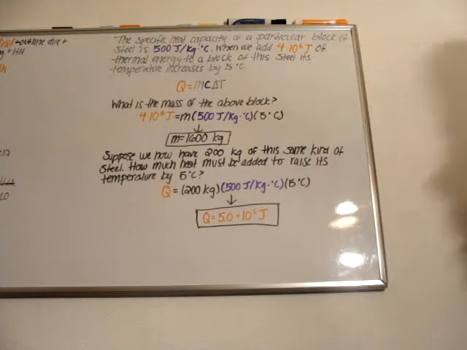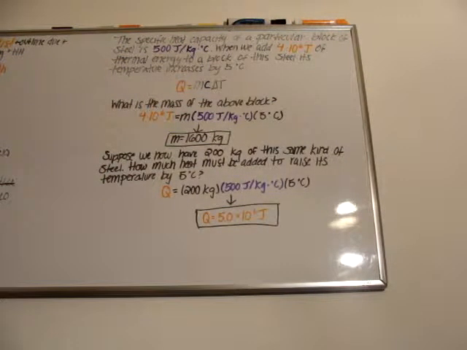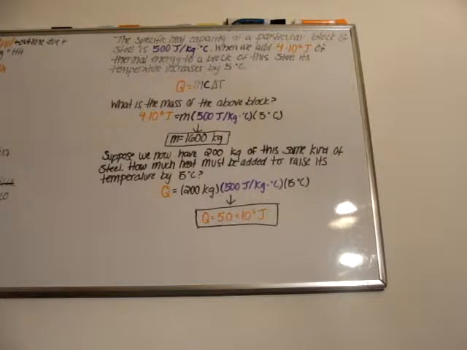So this is a basic practice problem for Introduction to Thermodynamics. And the question is, the specific heat capacity of a particular block of steel is 500 joules per kilogram times degrees Celsius. When we add 4 times 10 to the 6 joules of thermal energy to a block of this steel, its temperature increases by 5 degrees Celsius.